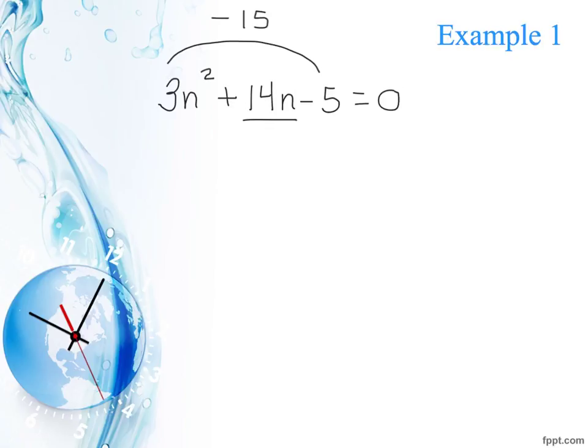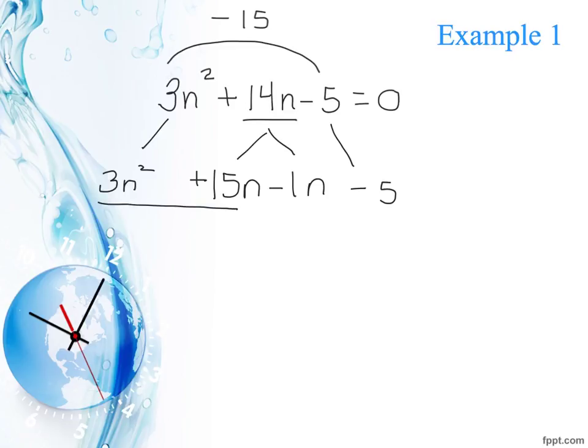Those would be negative 1 and positive 15. So we break down using the grouping method. We break down the 14n to positive 15n minus 1n. Positive 15 times negative 1 is negative 15, and positive 15 plus negative 1 is positive 14. Then we bring down our 3n squared. This process should look familiar, and our negative 5.